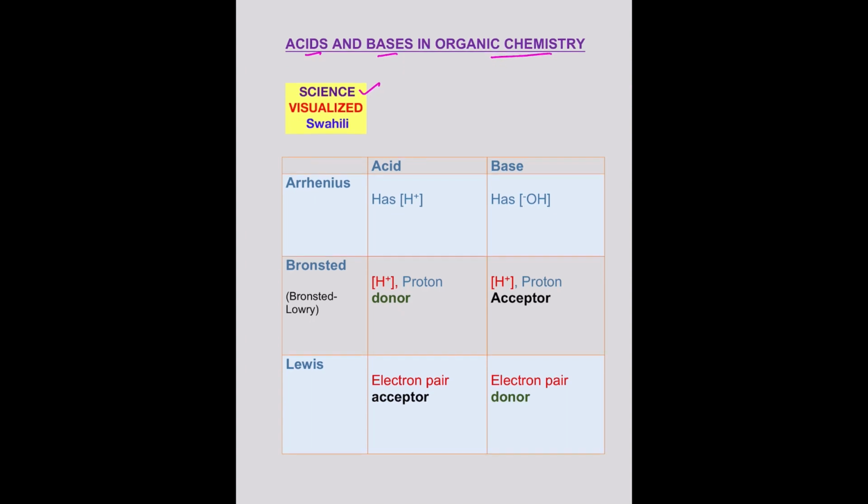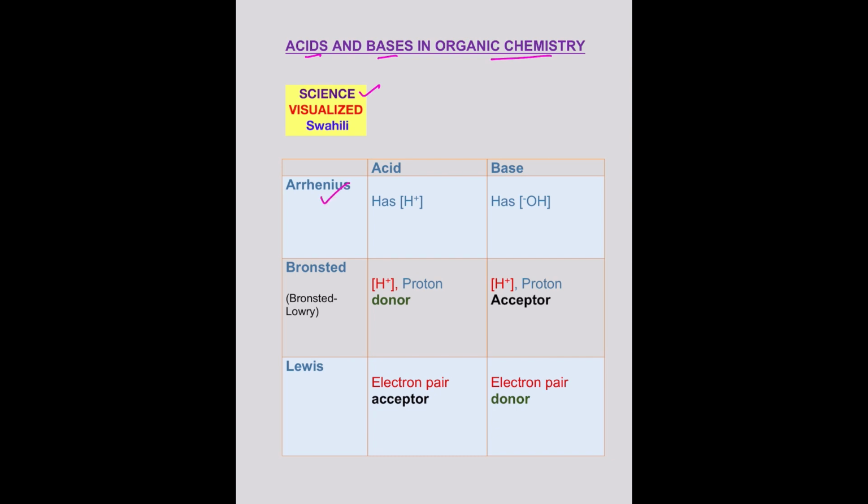There are three definitions for acids and bases: Arrhenius, Bronsted, also called Bronsted-Lowry, and Lewis. Arrhenius acids contain or have hydrogen ions. Arrhenius bases contain or have hydroxide ions. So an example of an Arrhenius acid is HCl, HBr, while an Arrhenius base will be NaOH, KOH, and they all contain hydroxide ions, while the acid contains hydrogen ions.